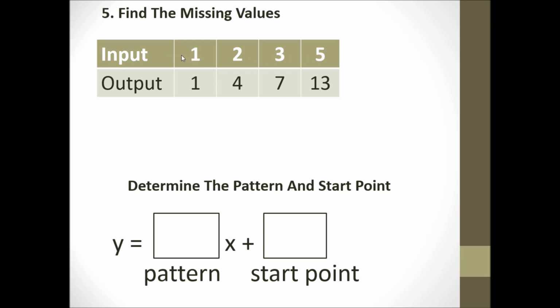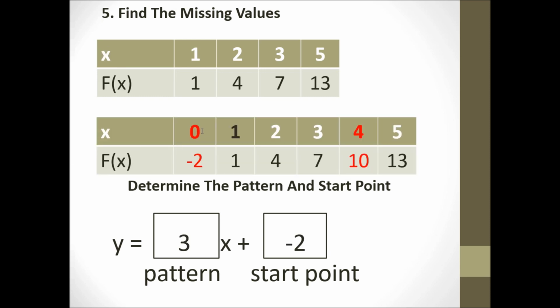Did you notice? Is 0 here? No, it's not. Do we need 0 for this? Yes, we do. Is 4 here? No, it's not. Do we need that? Yes, because we can't really see the pattern and we don't know where we're starting. So let's put those numbers in and figure out the pattern.